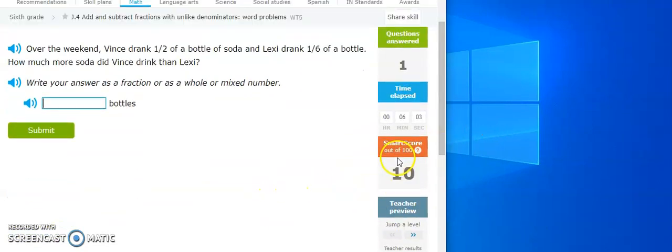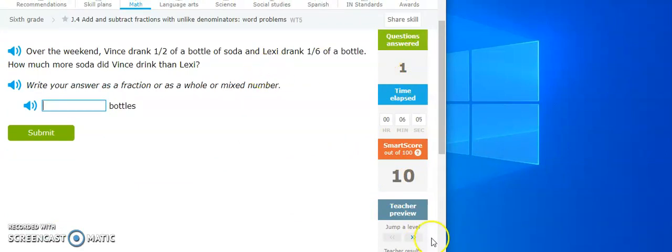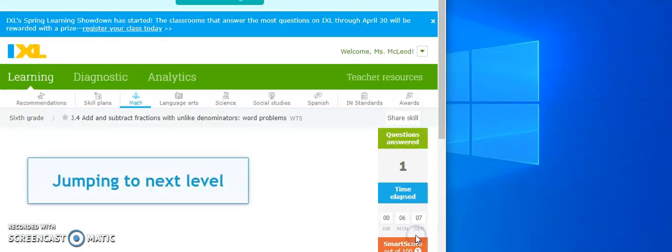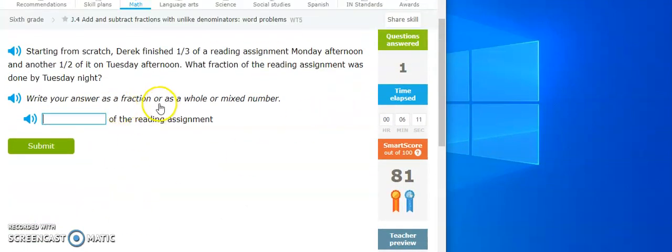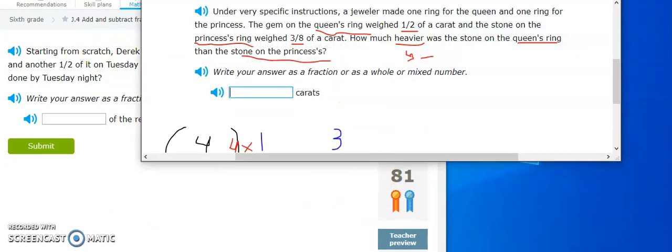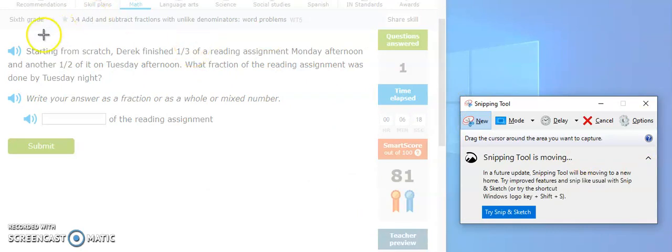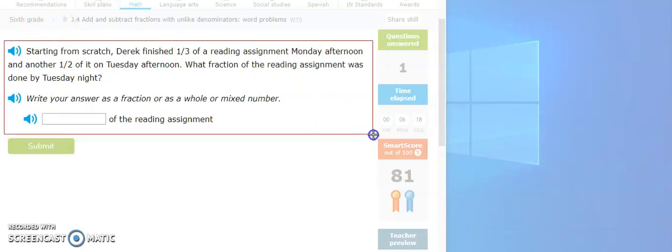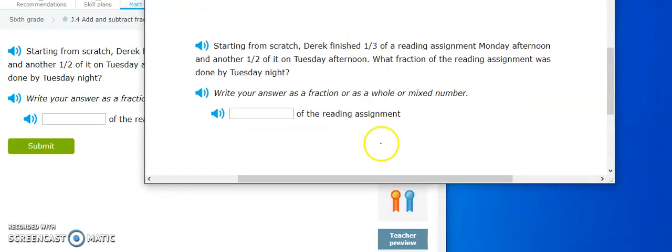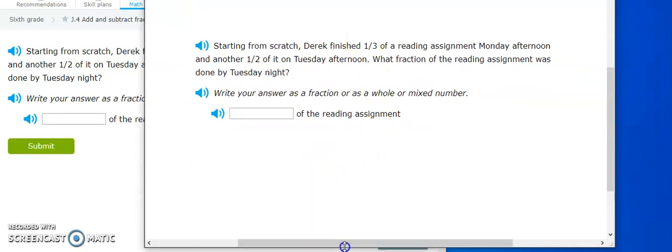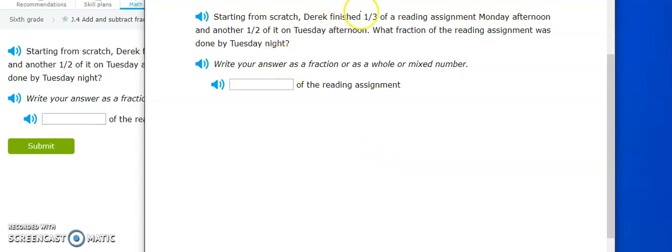All right, so we jumped up our score, so that was a correct answer. Let's go ahead and jump to a higher level and see if we are getting it ready. So this one, let's look at this problem. Starting from scratch, Derek finished 1/3 of a reading assignment on Monday afternoon and another half of it on Tuesday afternoon. What fraction of the reading assignment was done by Tuesday night?